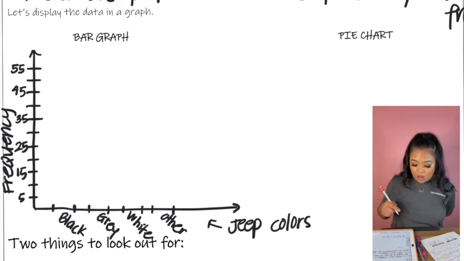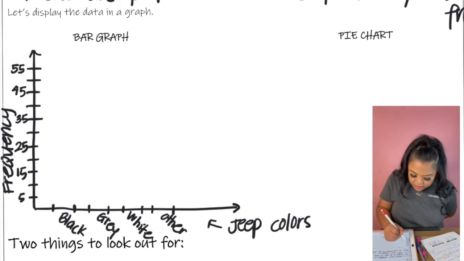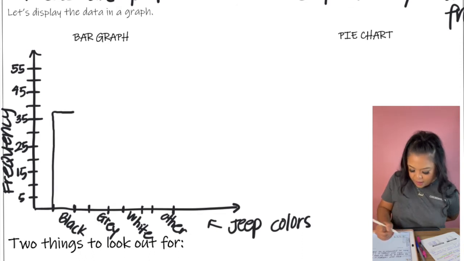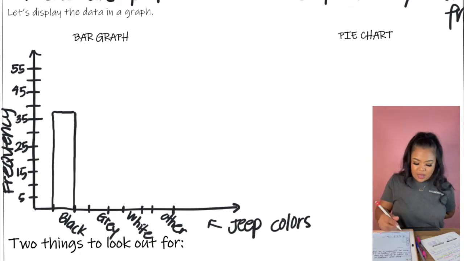So black is gonna go all the way up to 38, and that's going to be past 35. So it's gonna go a little bit past the halfway mark, and then bam, there's your first bar, black Jeeps.